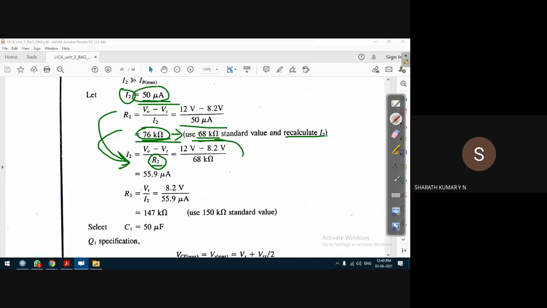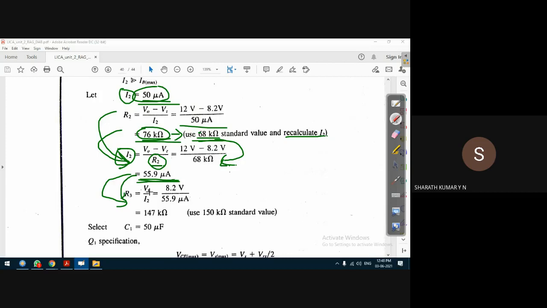Okay, so 68 kilo ohm here. So we get I2 as 55.99 microamperes. Slight change in the current, because this current is used in the next step. So this recalculation of current is very, very important. So from this modified value of I2, the R3 value is calculated.